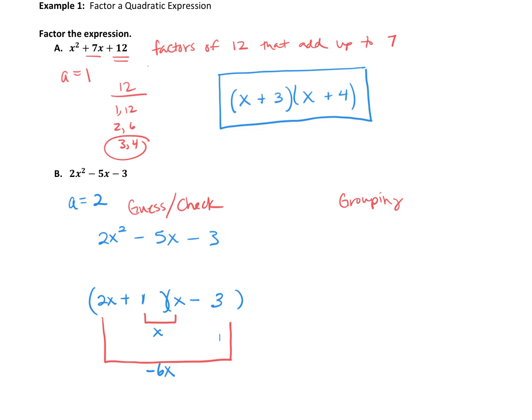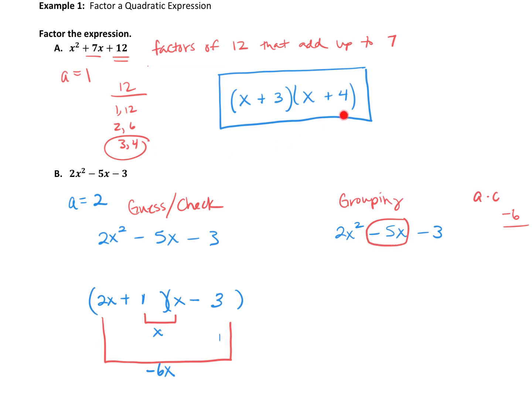We take our trinomial. We've got 2x squared minus 5x minus 3. We are going to expand this. We're going to take that middle term of negative 5x and we're going to replace it with two terms that combine to give us negative 5x. What we do is we take our a value and we multiply it by our c value. So our a value is 2, our c value is negative 3. So 2 times negative 3 is negative 6. What are factors of negative 6 that add up to negative 5?